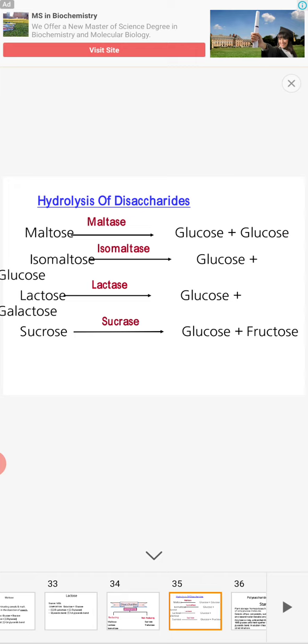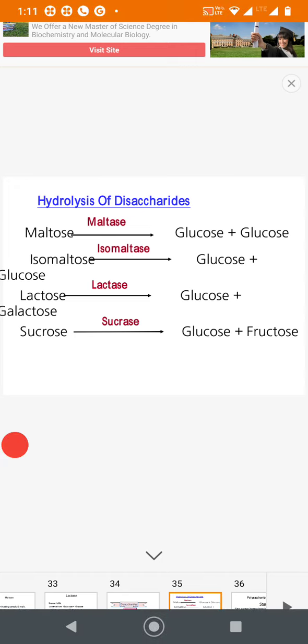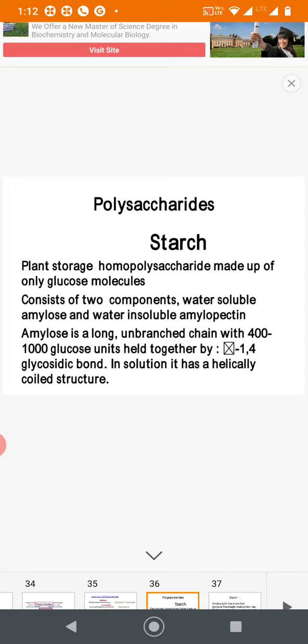Maltose gives glucose and glucose, with maltase as the enzyme. Isomaltose gives glucose and glucose, with isomaltase as the enzyme. Lactose gives glucose and galactose. Lactase is the enzyme. Sucrose gives glucose and fructose. With mineral acid also we can hydrolyse. So, okay, this is the simple one that we see.